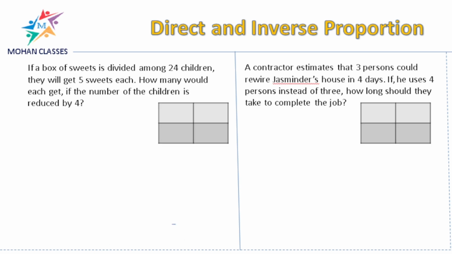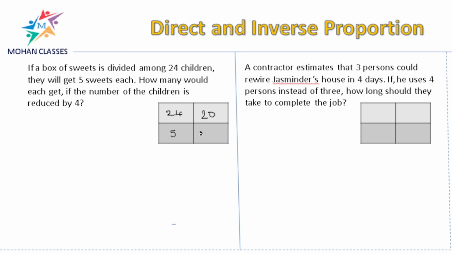A box of sweets is divided among 24 children. They will get 5 sweets each. So here 24 children, if we divide, each getting 5, right? Each student will get 5 sweets. How many would each get if the number of children is reduced by 4? Reduced by 4 means 24 minus 4, 20.